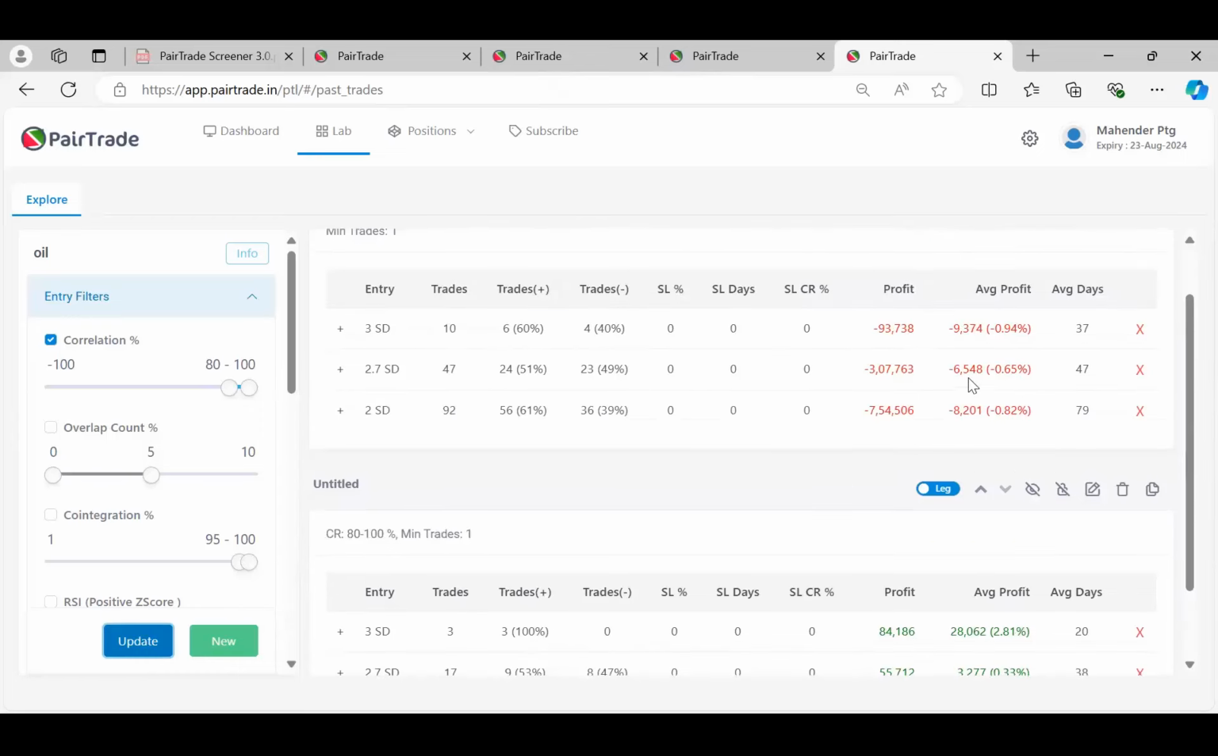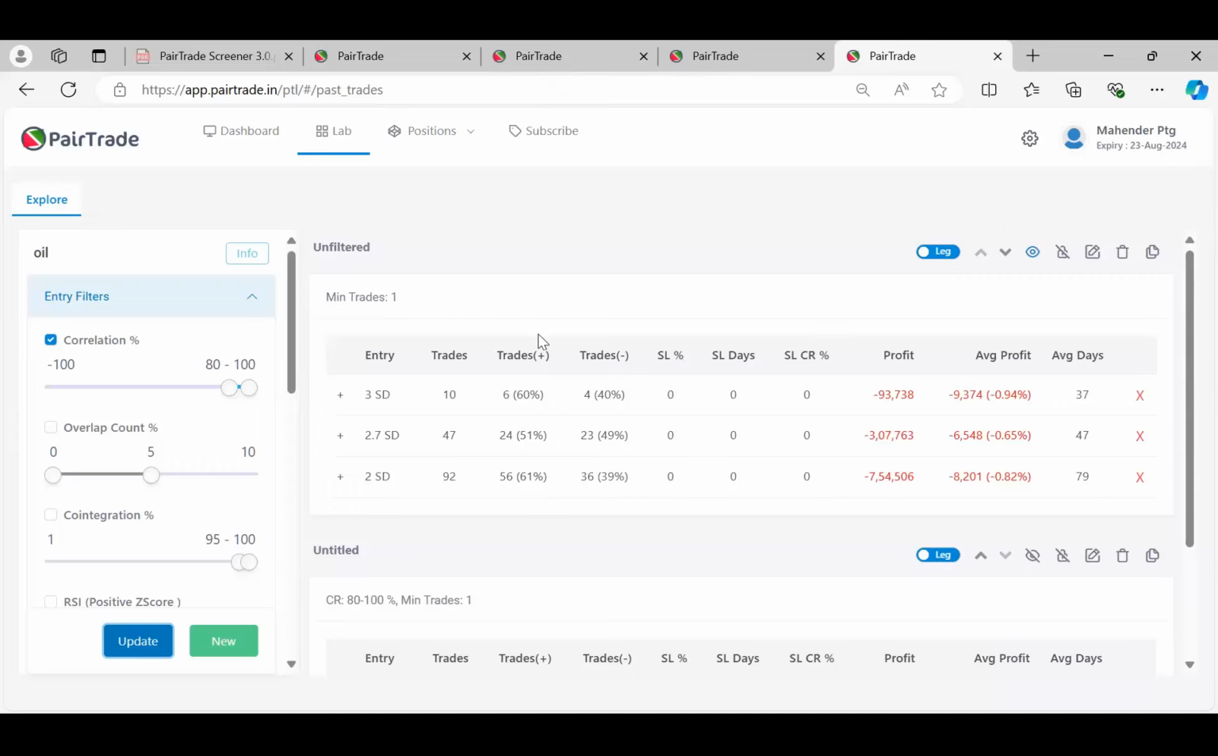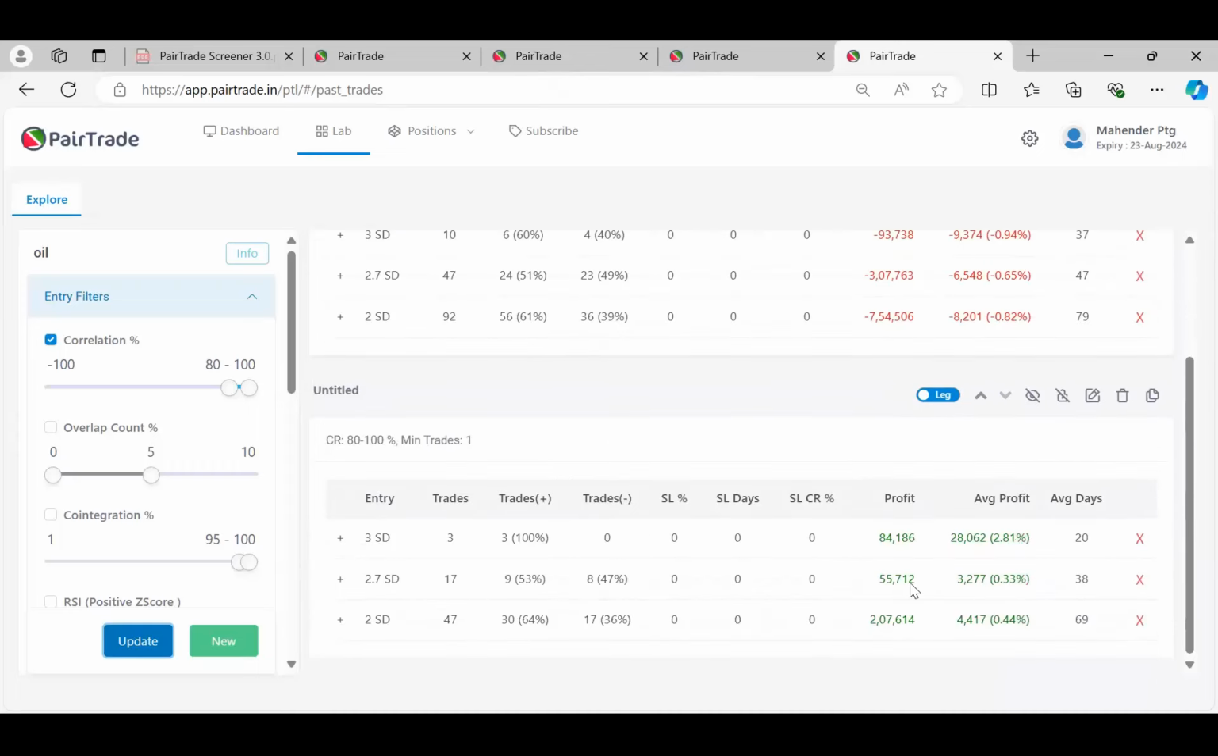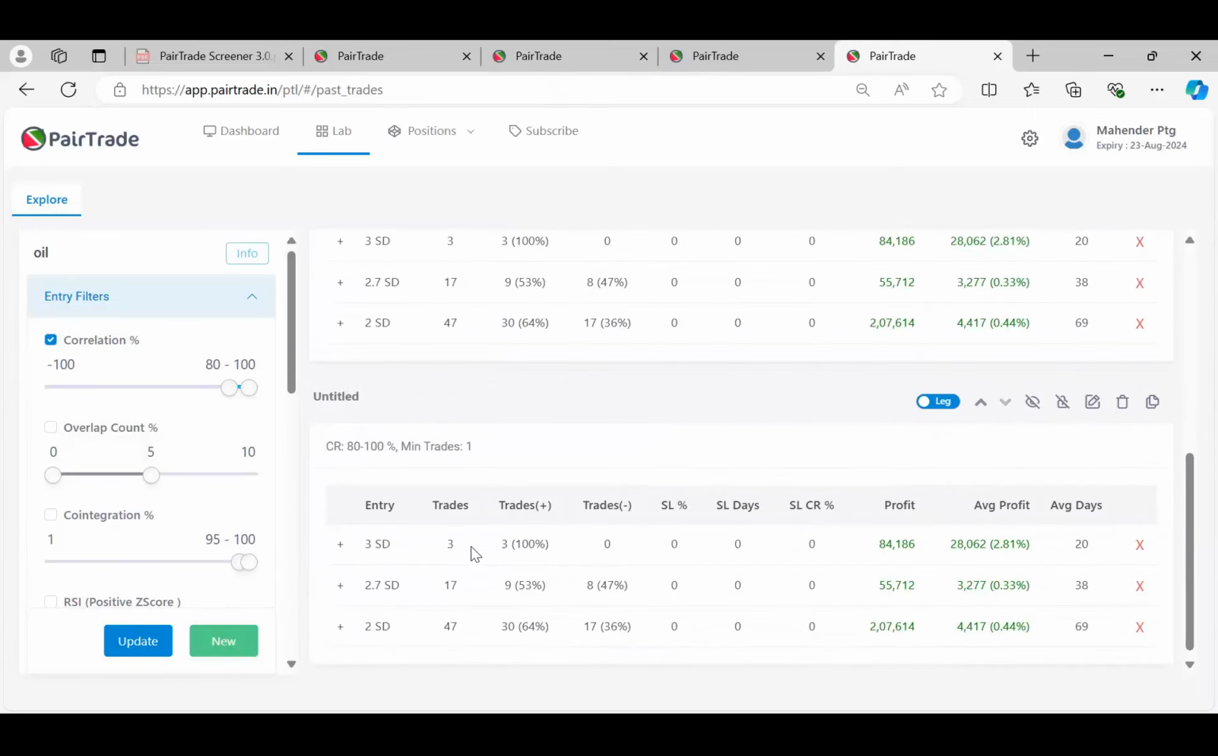Drastically it is improving, from minus 93 to plus 84, from minus 7 lakhs to plus 2 lakhs. That means correlation has an effect on this industry, on the pairs. Now can I further improve on this? I'll duplicate this one. The number of trades is a little less. Can I increase the trades? So I'll just say from 70 to 100. That means anything above 80 only is working out.